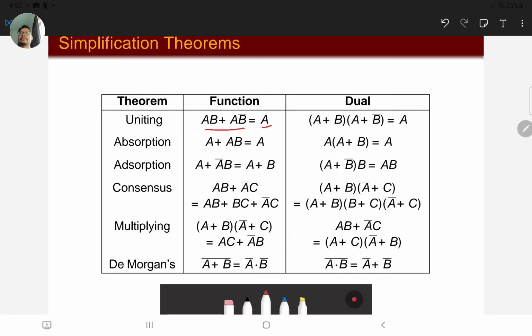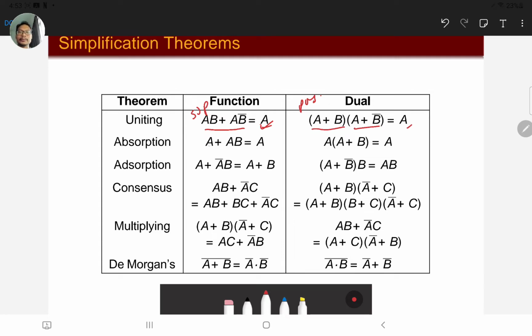At the end there, you have an OR gate, so that can be simplified to simply an A. Okay, and then for the duality, for the OR, this is the SOP, the sum of products. This is the POS on the duality. So in the product of sums, A plus B bar can also be simplified to simply A. Okay, that's called the uniting theorem.